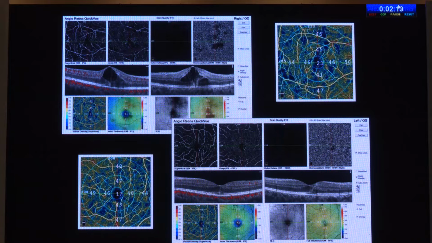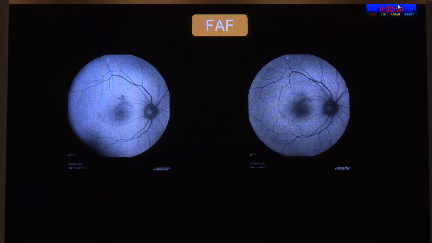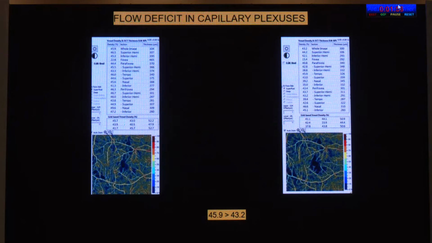This is the OCTA picture for the same patient, and as you can see, the dark blue areas are the flow void areas which we saw. When we saw the patient on follow-up, the patient started doing better, the hemorrhages were reduced, and the cotton wool spots also went down. This is the same picture with fundus autofluorescence.